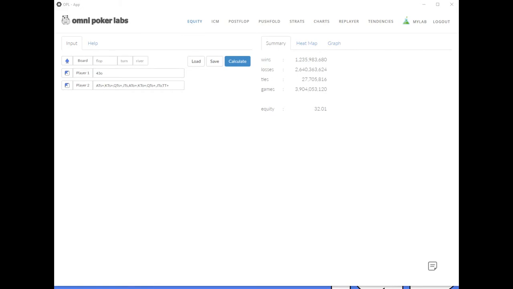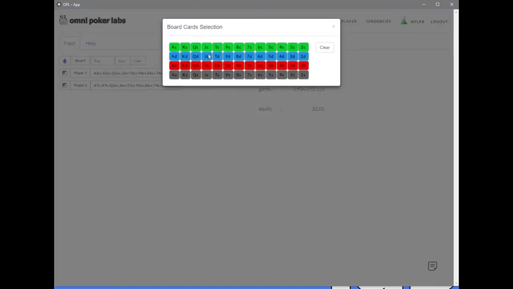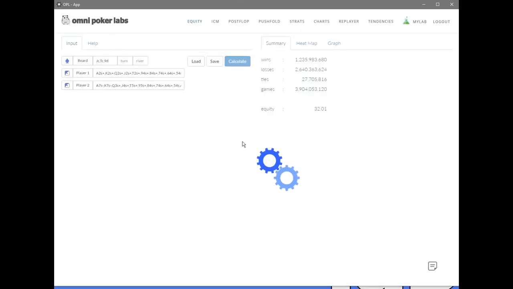The third way is to get a rough idea of how hard a flop hits a given preflop range. So let's have another look at our flat min raise and min raising ranges. And let's put in a flop of jack, 10, 9, and see what the tool tells us.